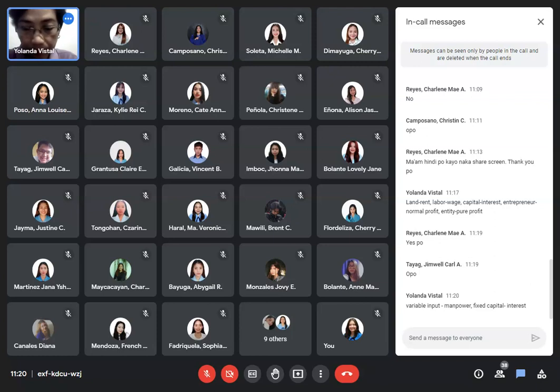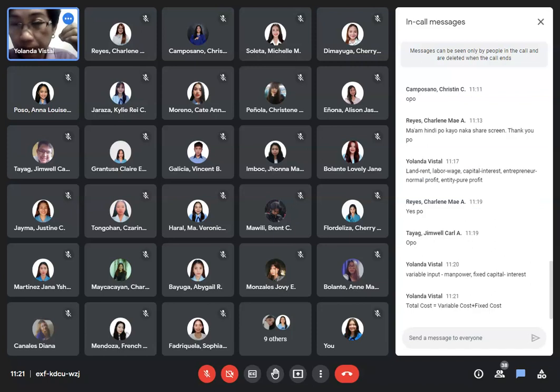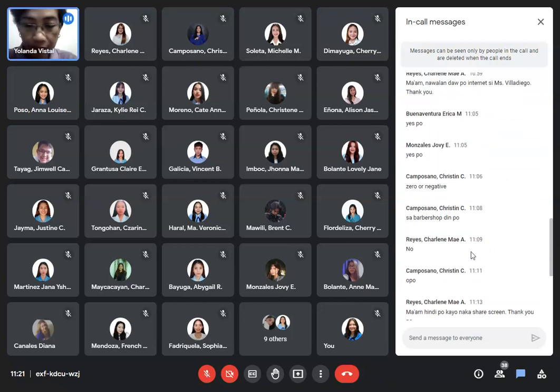Plus, we assign cost for all inputs. No? But we have an assumption here na dalawa lang po yung ginamit nating input. So pag sinabi natin total cost, combination lang ng dalawa. Then we have marginal cost.